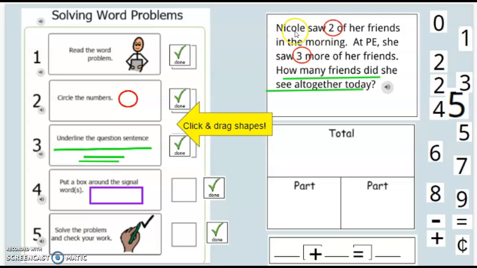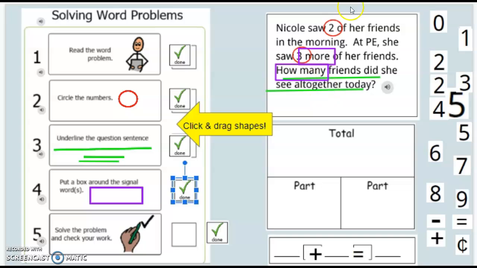Let's read again. I see Nicole saw 2 of her friends in the morning. At PE, she saw 3 more of her friends. I know more is a signal word. More. How many friends did she see altogether? I know that how many is another signal word. Check. Solve the problem and check your work.